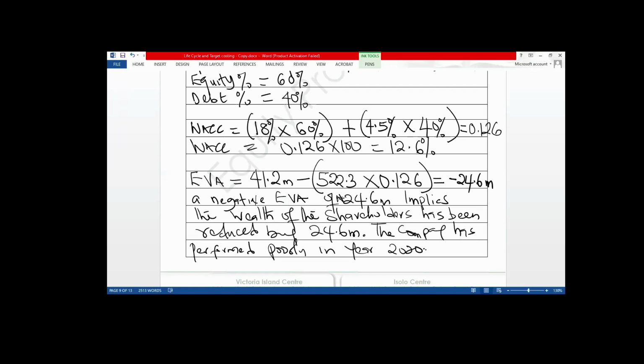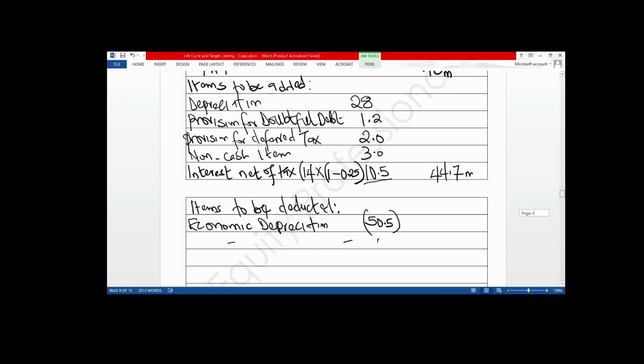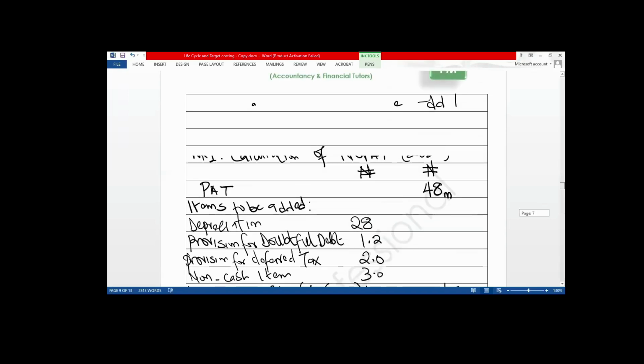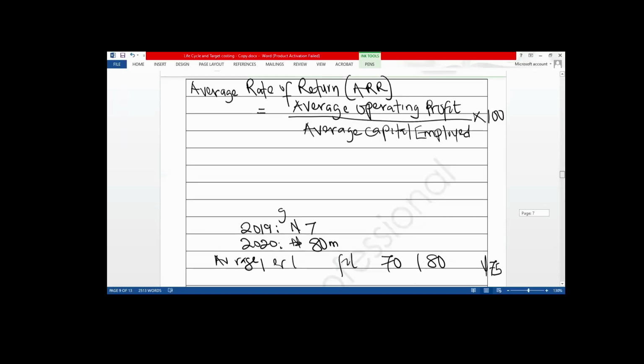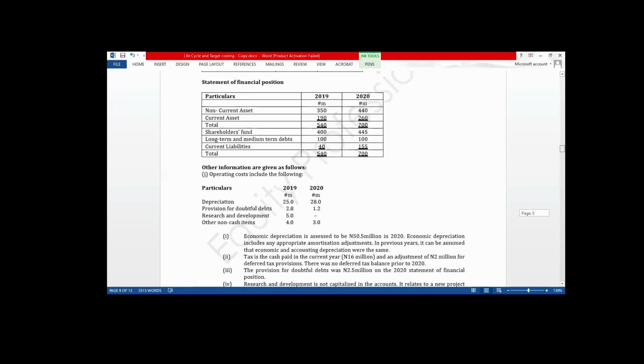We can look at the last requirements. The last requirement is on another topic entirely. Look at requirement C.